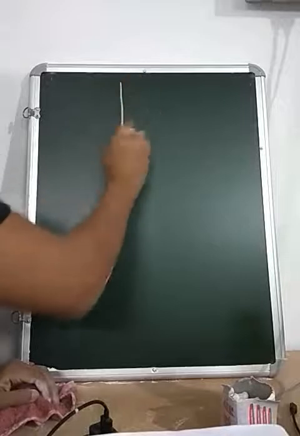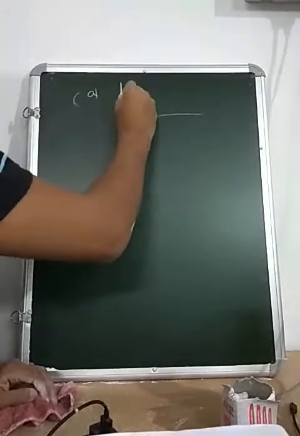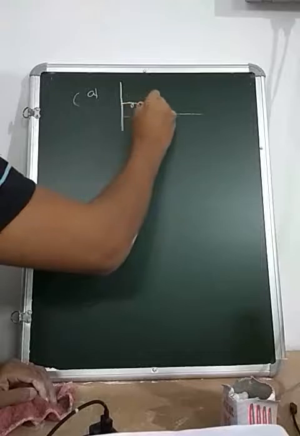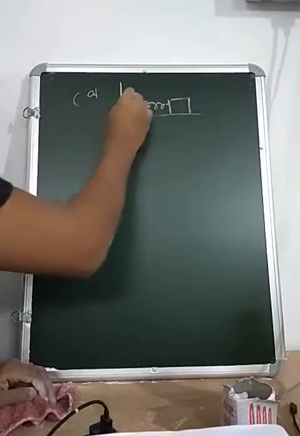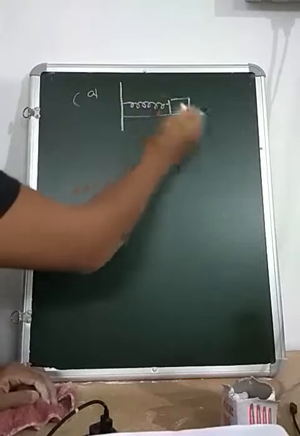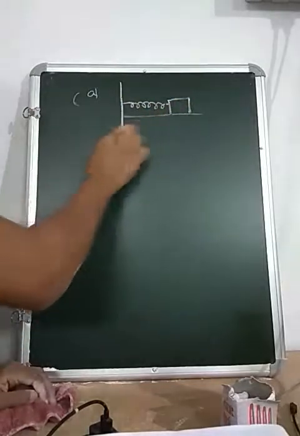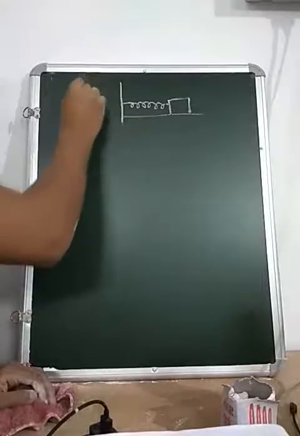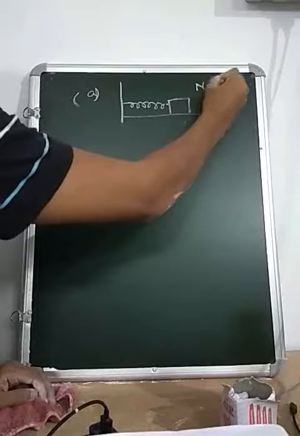Okay, suppose it is a first system A. There is a spring attached to the wall. One end of the spring is attached to the wall and the other end to a block. And what happens in case A? In case A, the spring is in normal position, normal form.